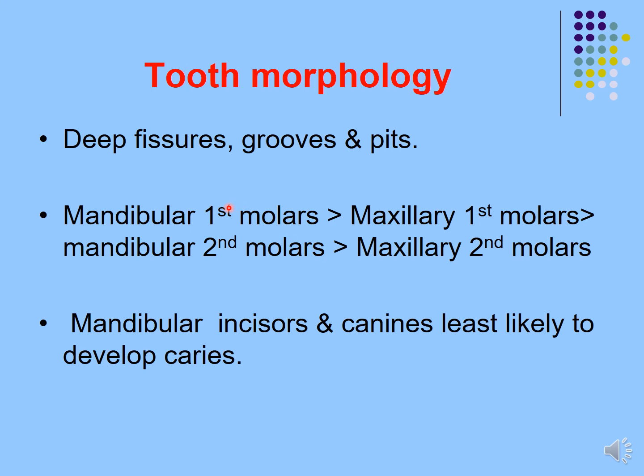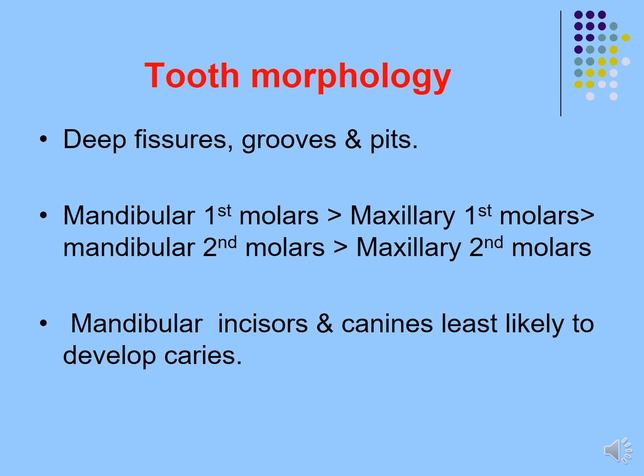Okay, when you look at them, the most common tooth that has the highest number of fissures and grooves is the mandibular first molar, followed by the maxillary first molar, followed by mandibular second molars and maxillary second molars. And this clearly indicates why we see caries more frequently in these teeth, dental caries.